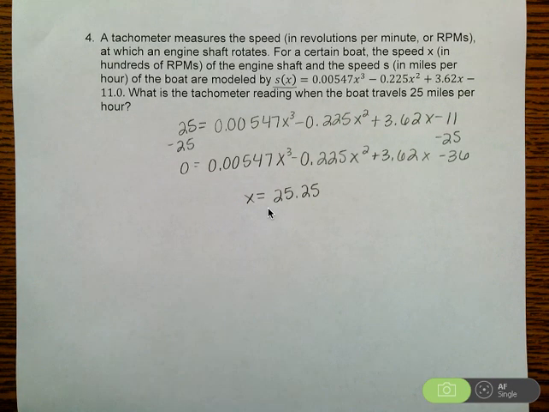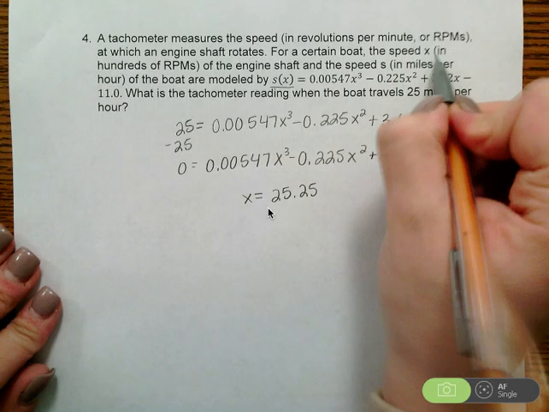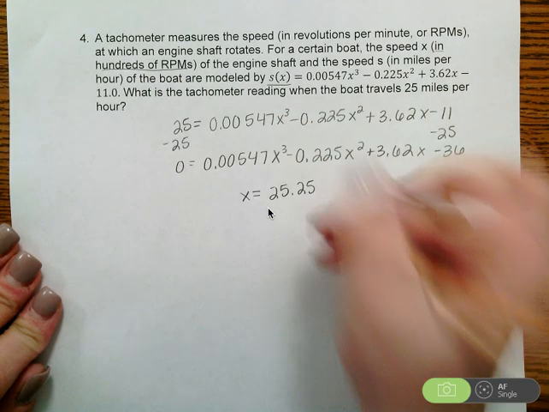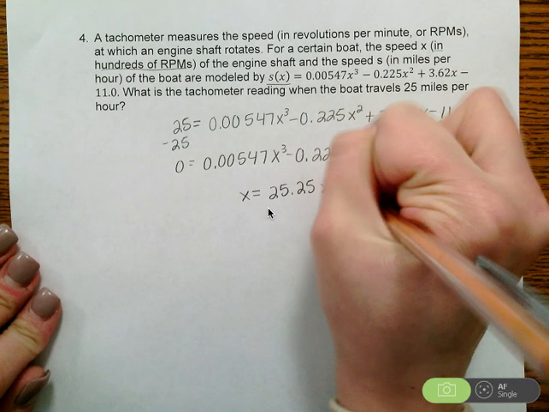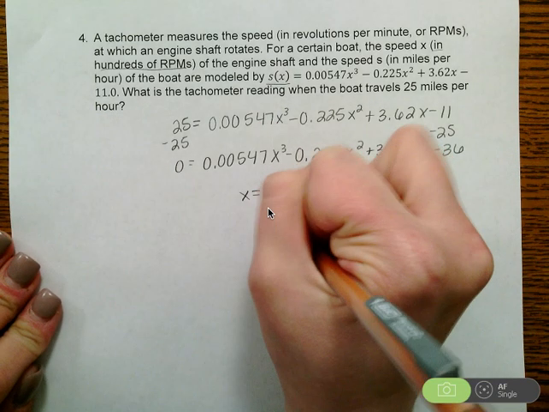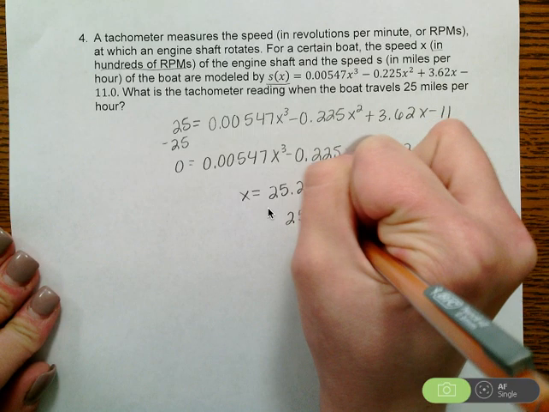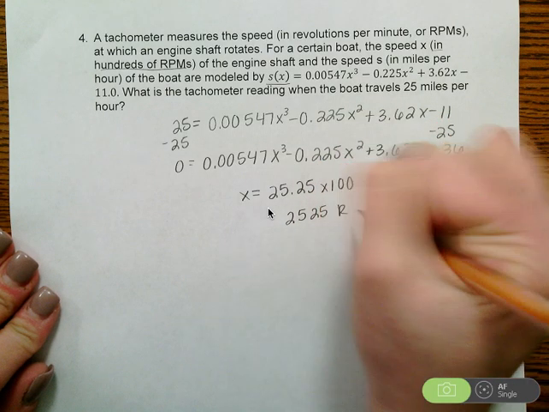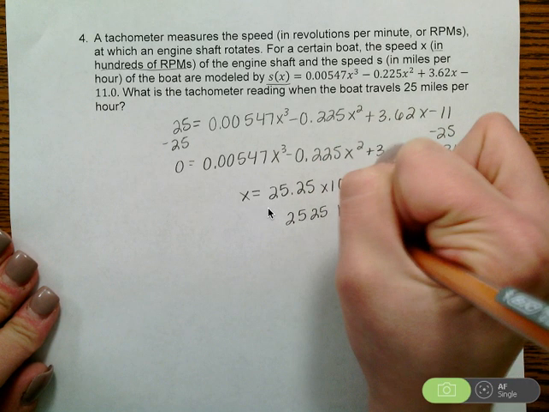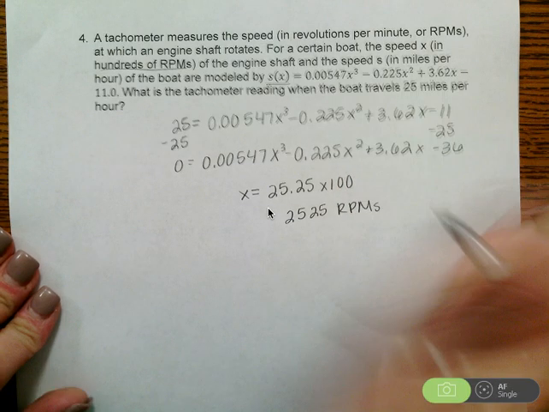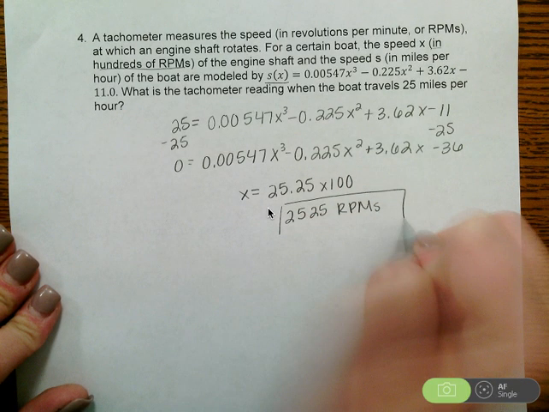You can't circle that yet because it says x is in hundreds of RPMs, so you need to multiply that by 100. And then that means that this boat, when it's traveling 25 miles per hour, is getting 2,525 revolutions per minute. That's a whole lot. That's why boats go so fast.